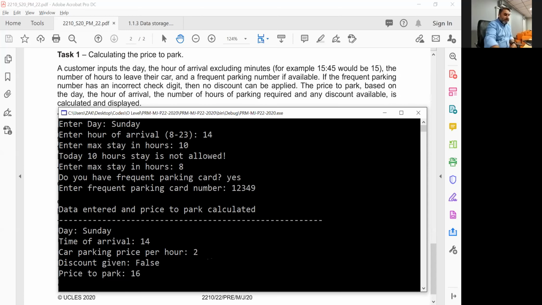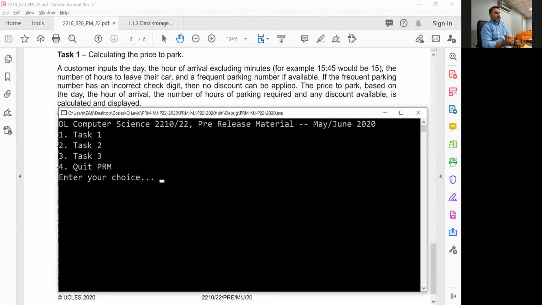So let's do it once again without commentary, just straight to the task. Let's see if it works. And this time I'm going to enter a correct frequent parking number. So the day is Monday.